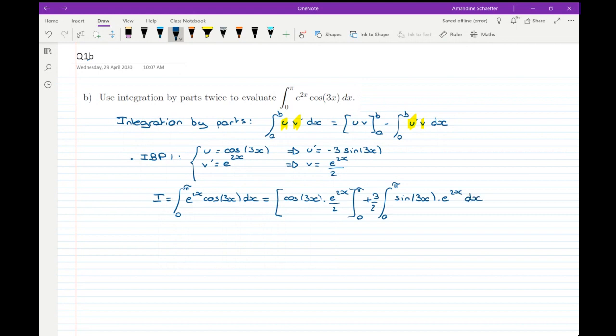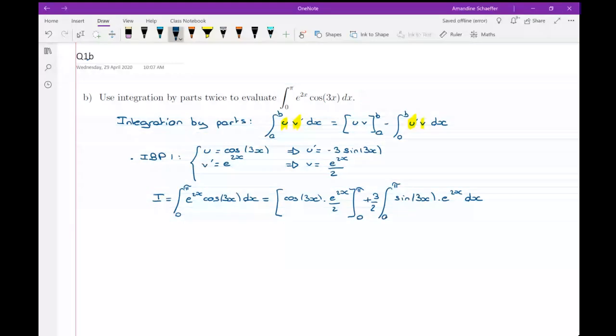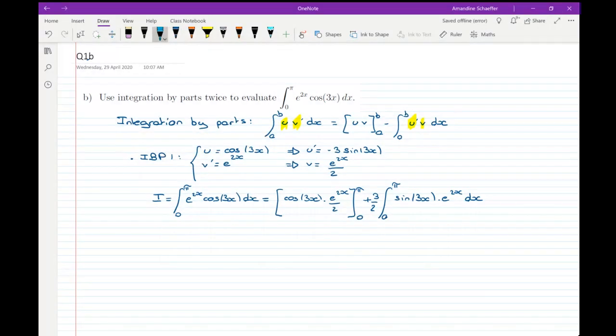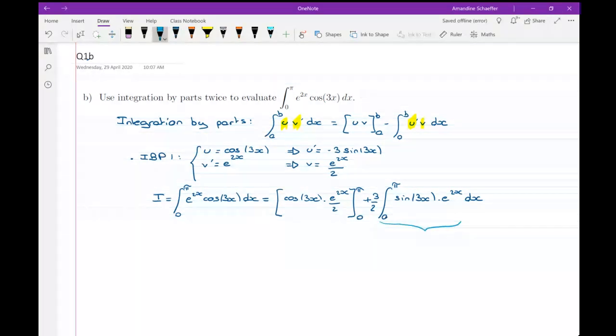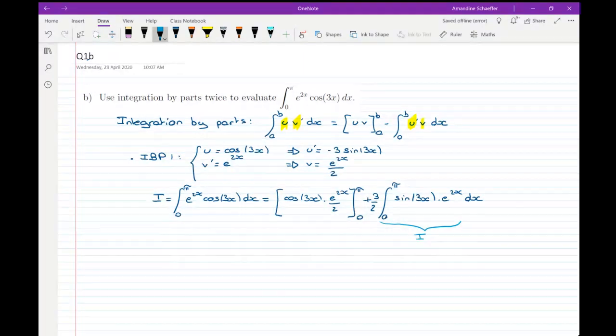Okay, so again, you see that we end up with another integral, which is actually not easier to solve. But I'm going to give it a name. This is, say, I2. Okay. And they say you need to do integration by parts twice. So let's do integration by parts twice.